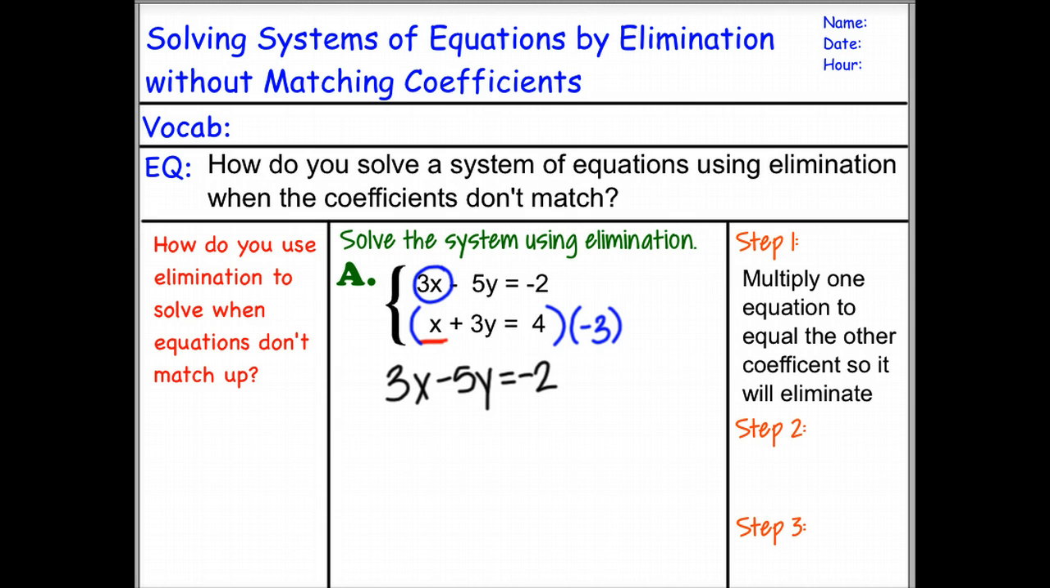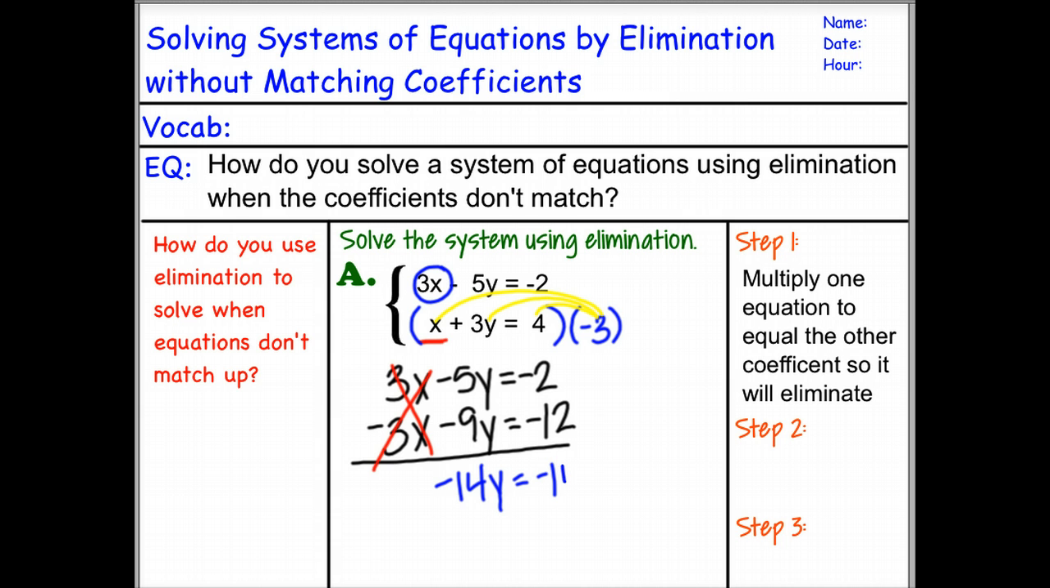And now I'm going to take this -3 and I'm going to distribute it to all the terms that are in that equation, which means that my new equation will be -3x, -3 times +3 is -9y, equal to -3 times 4, which is -12. So when I go and add these two together, 3x plus -3x drops out. And then we have -5y plus -9y, which is -14y. And -2 plus -12, which is -14.